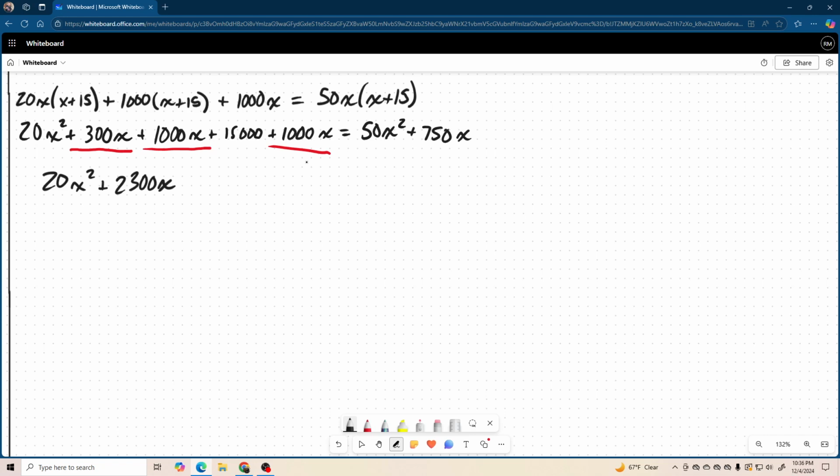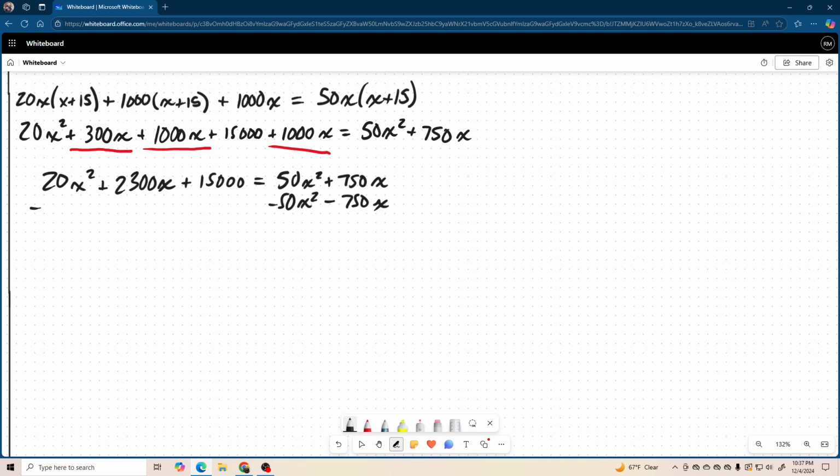All right. And then, let's see, plus 2300x plus 15,000 equals, well, okay, 50x squared. This is one of those problems where you should probably just write it out so as not to make any mistakes. Plus 750x. All right, minus 50x squared minus 750x, because remember we're trying to set everything equal to 0.